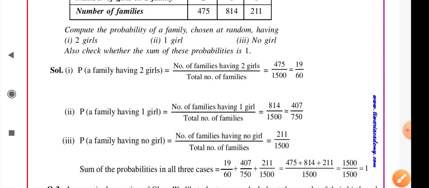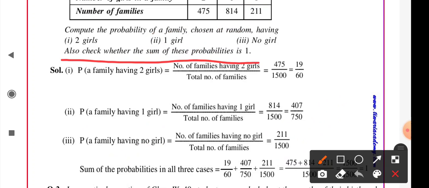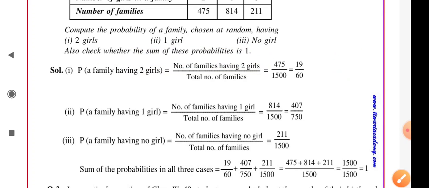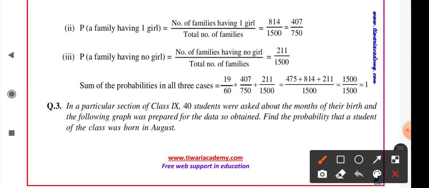But if you see the question, the last line says you have to check that the sum of these probabilities is equal to 1. As I told you, the sum of all the probabilities should be equal to 1. It cannot be greater than 1. So if we add these all, we will see that the answer will be 1. We will divide it and we will get this.